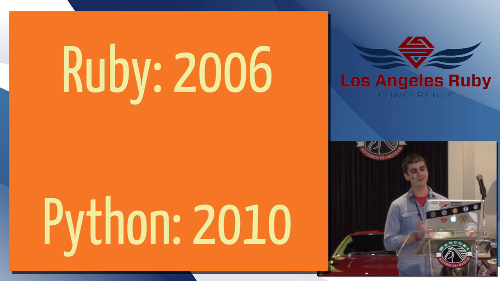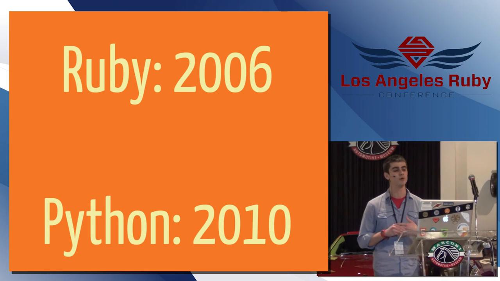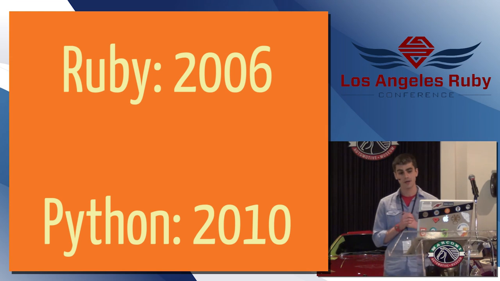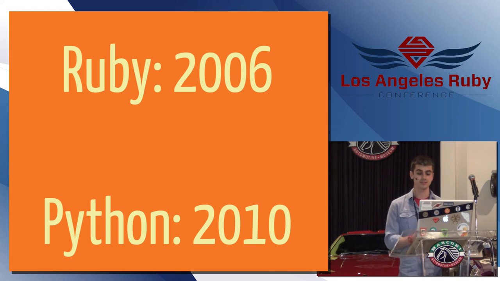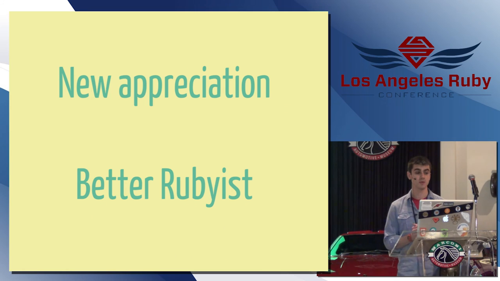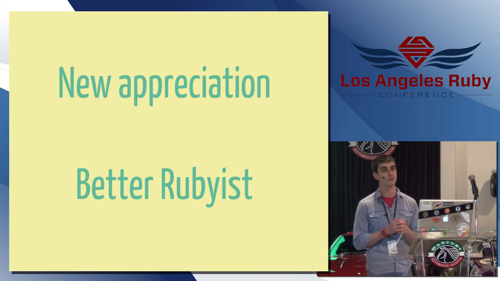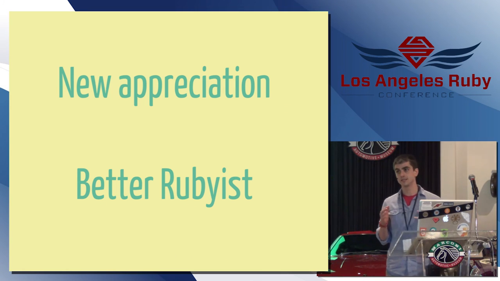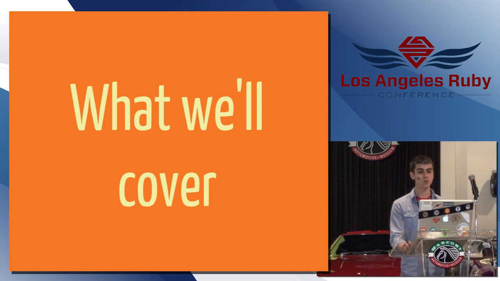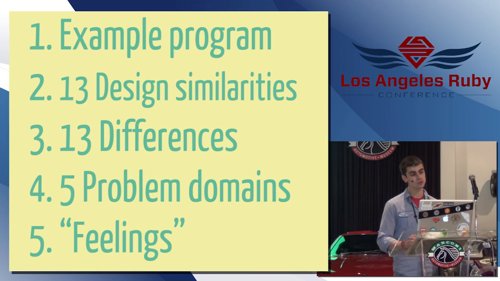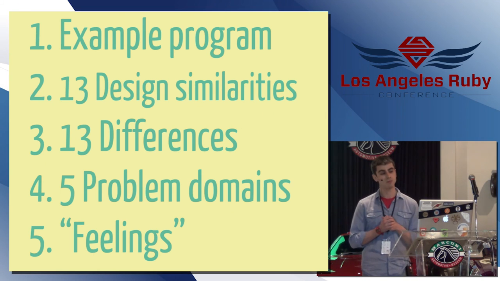I started doing Ruby professionally in 2006, and then when a specific client application required Python, I started doing Python in 2010. And basically, it's been a great experience. I have a new appreciation for the language design decisions with each programming language, and I think I'm a better Rubyist for it.